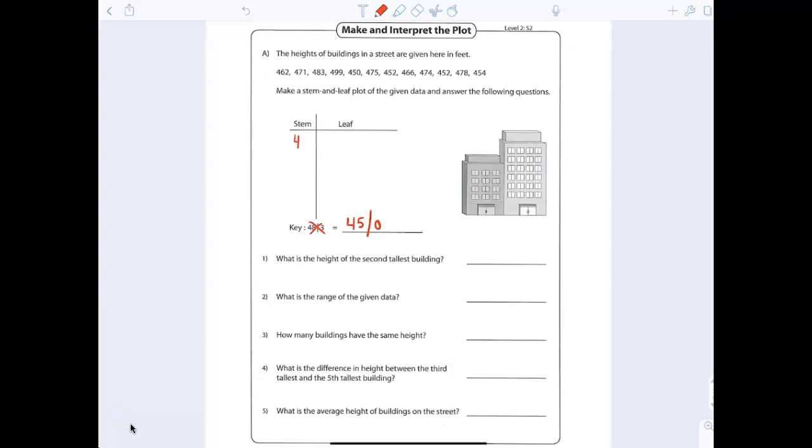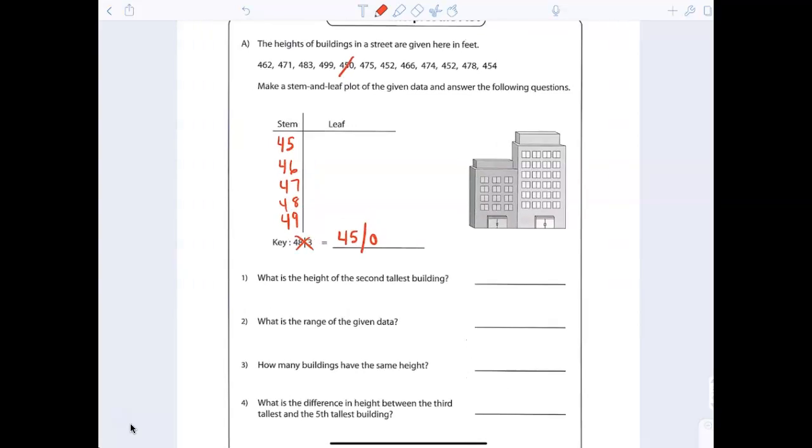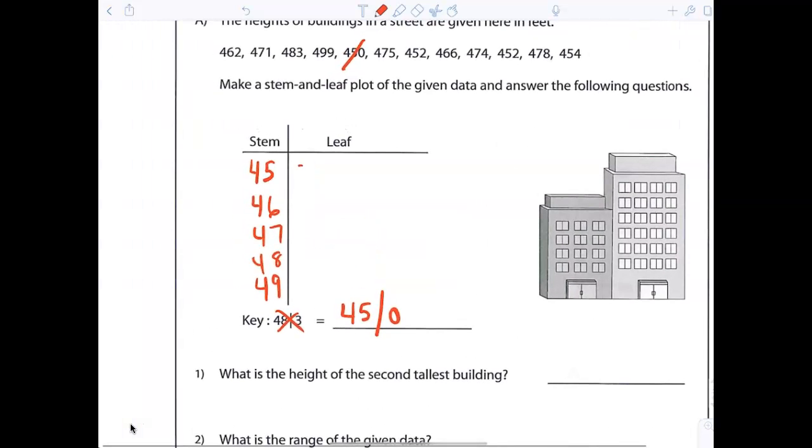The stem is 45, 46, 47, 48, 49. Do I do 50? No, there's no 50. Does everybody see that? So for 450, we add a 0 to the first one. The smallest one we said was 450, so I crossed that out and put a 0.